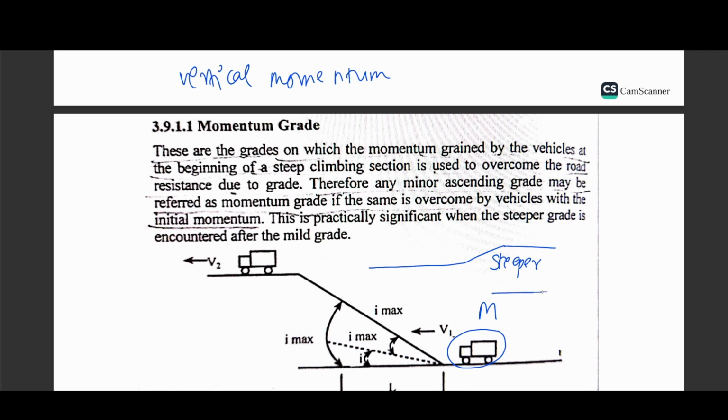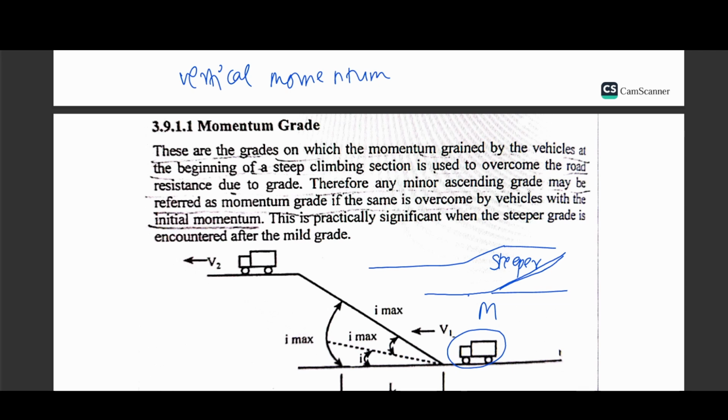And how much length our momentum gained along our straight portion would be able to resist this steep surface is known as the length of the momentum grade. That is, this grade is known as the momentum grade. That means how much distance, how much grade our momentum obtained in a straight portion will be used to overcome the grade resistance is known as the momentum grade, okay.